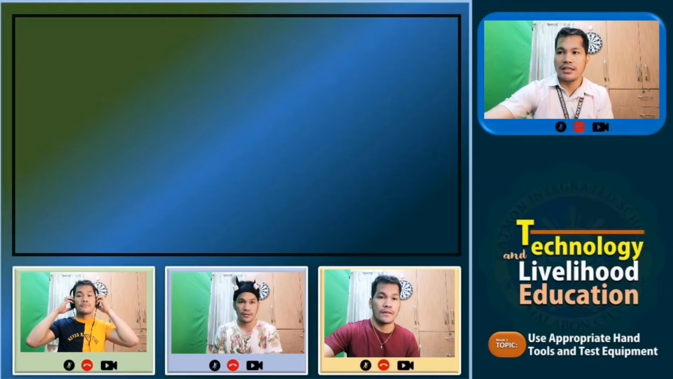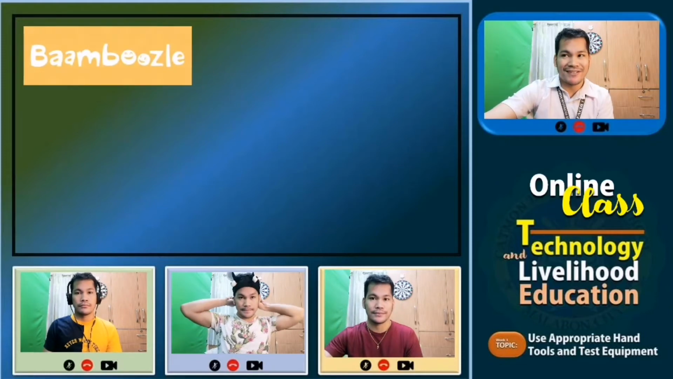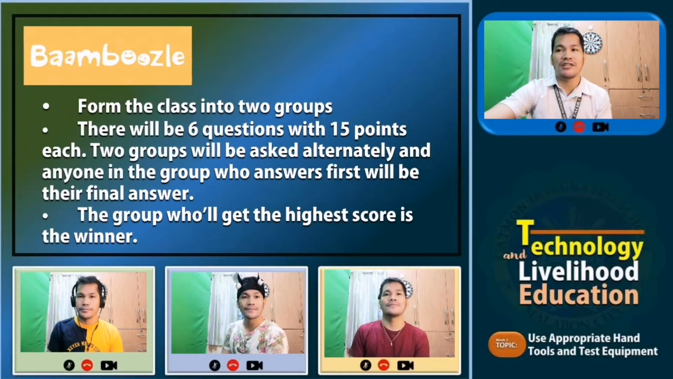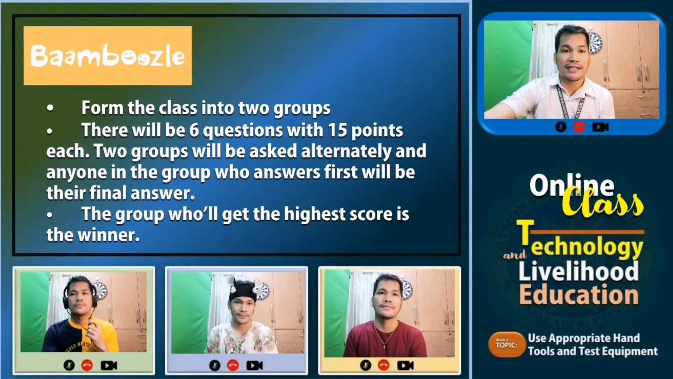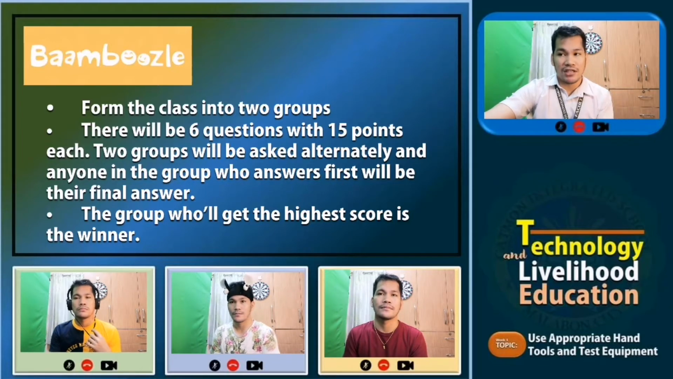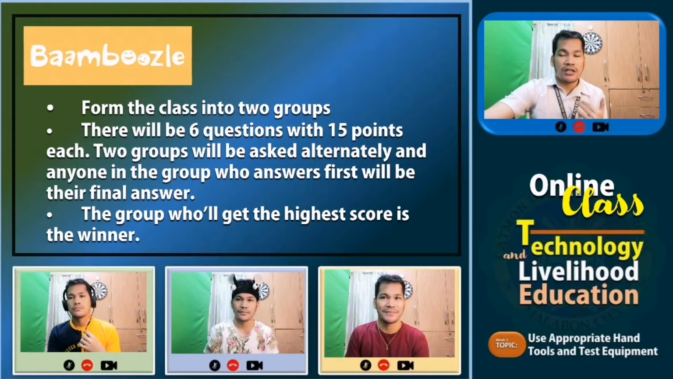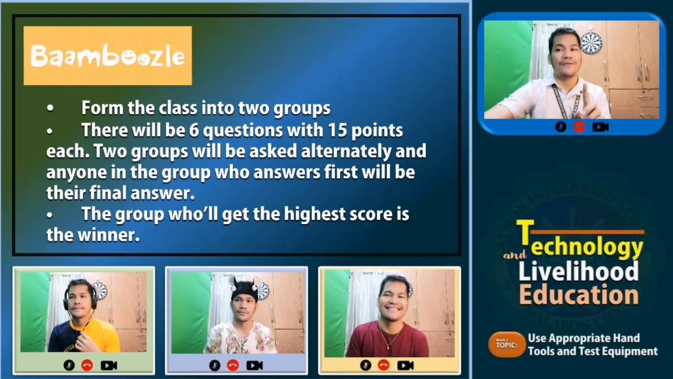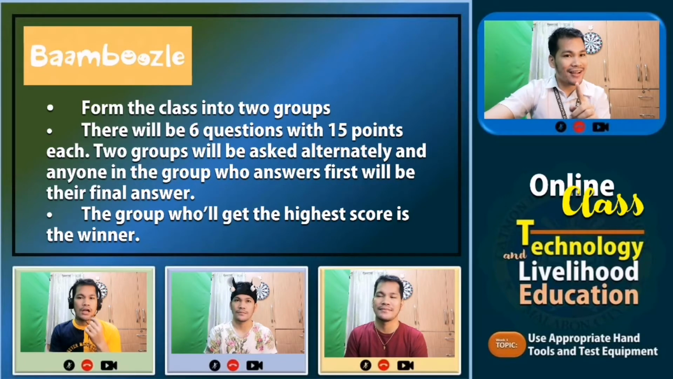For the next portion, I think you will enjoy this web-based application called Bamboozle. We will be playing a what-you-know game. Here are the instructions. Form the class into 2 groups, and there will be 6 questions with 15 points each. The 2 groups will be asked alternately, and the first in the group to answer will be their final answer, so be very careful. The group with the highest score is the winner. So, are you ready, guys? Very good.